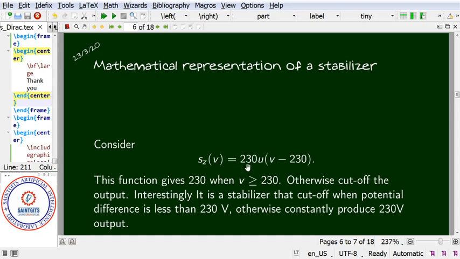Now this 230 is our home voltage or home potential difference. In that case, if the home voltage is greater than or equal to 230, this u of v minus 230 gives 1. So it is stabilized as 230 into 1, or 230 volts. If the voltage is less than 230, v minus 230 is negative. In that case, this u of v minus 230 is 0. So the stabilizer gives the output 0. That means it cuts off when the voltage is less than 230. So a voltage stabilizer can be represented mathematically like this. Such functions, or special functions, are extensively used in engineering and applications.